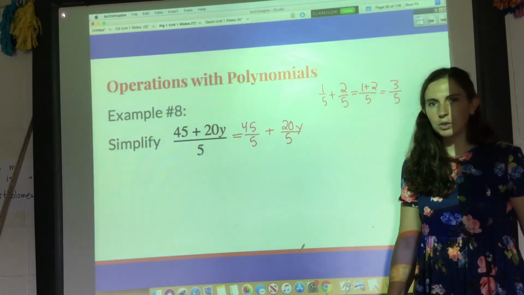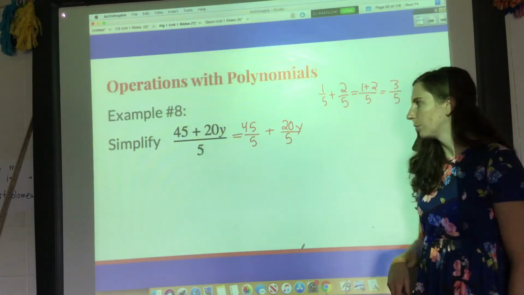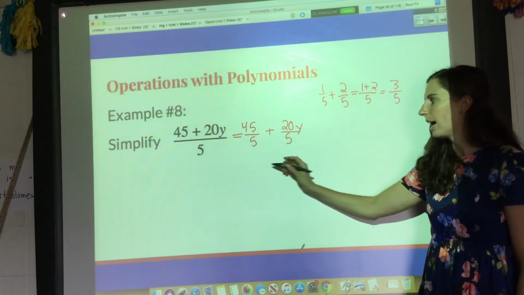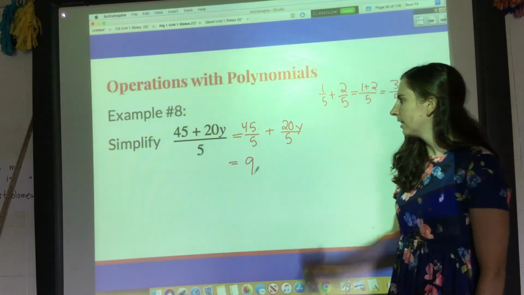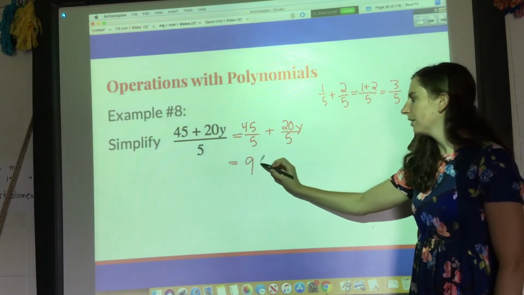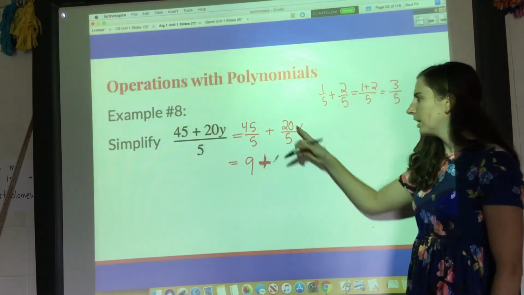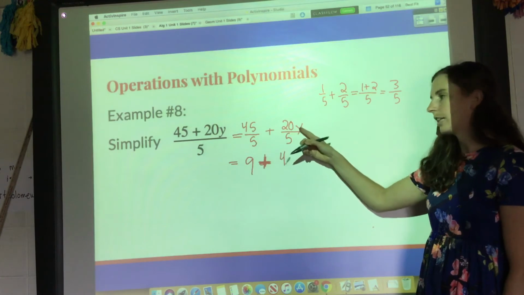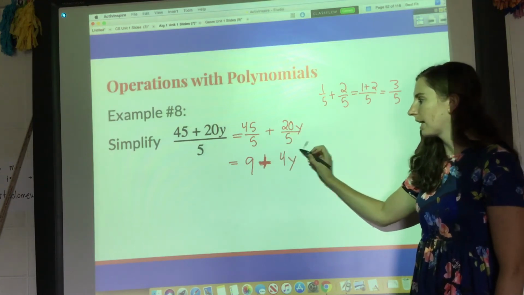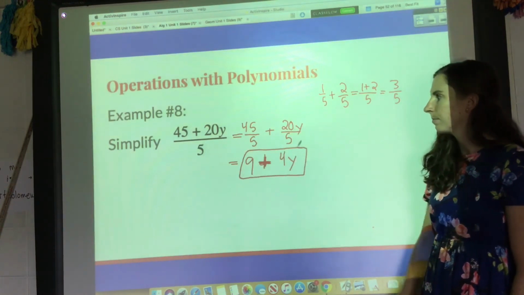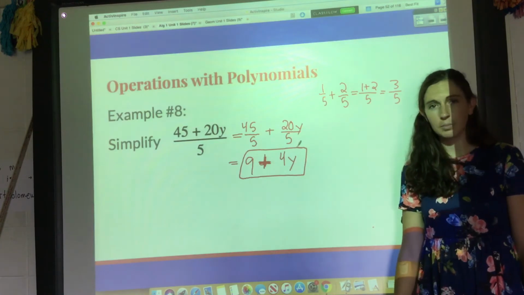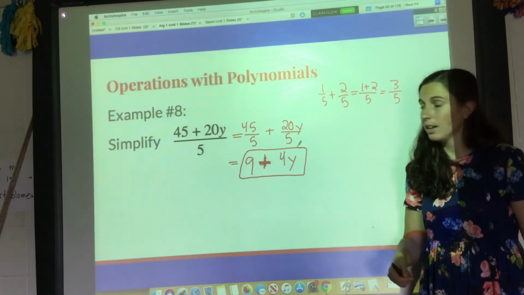The reason that's helpful is because now I can simplify a little bit. 45 divided by 5 is 9. 20 divided by 5 is, plus sign. 20 divided by 5 is 4, and then there's a y there. So that's my final answer. It doesn't always simplify like that, but sometimes it does.